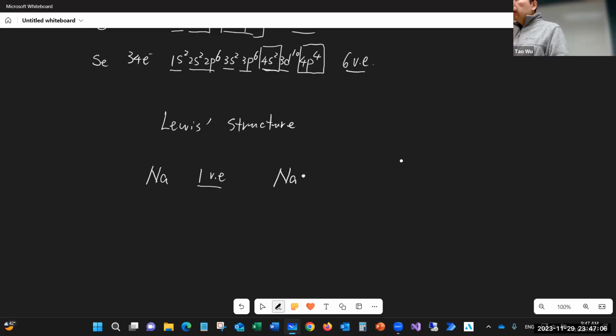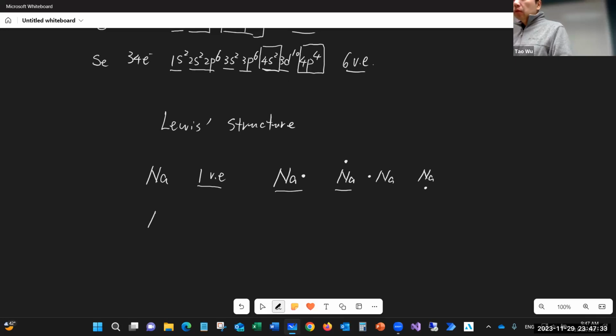That's it. It really doesn't matter where you put the dot. You can put the dot on the top, on the left, or on the bottom. That's fine. But usually people do this or that. It doesn't matter which one you choose.